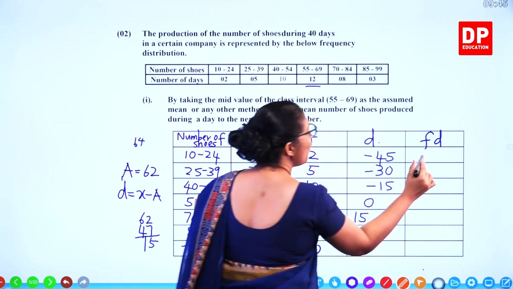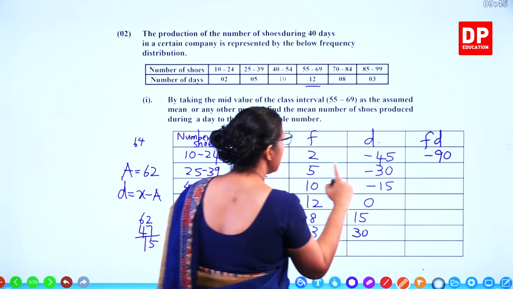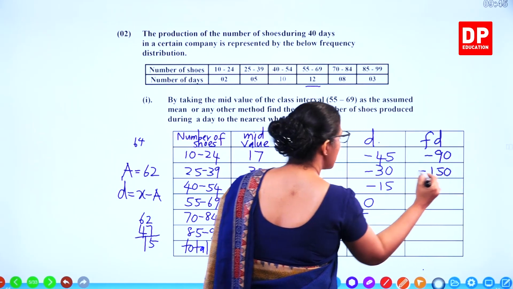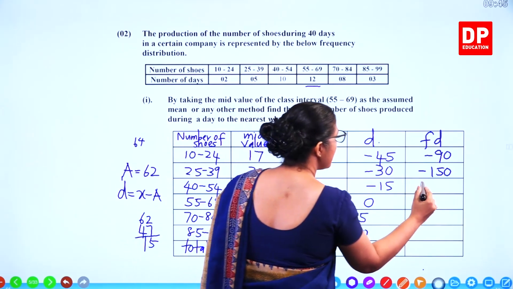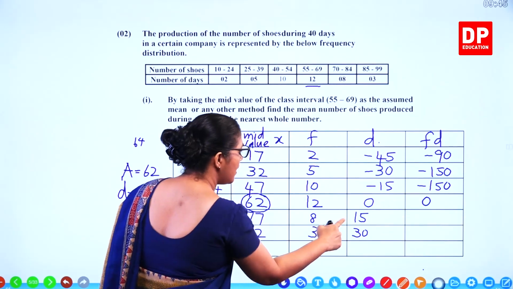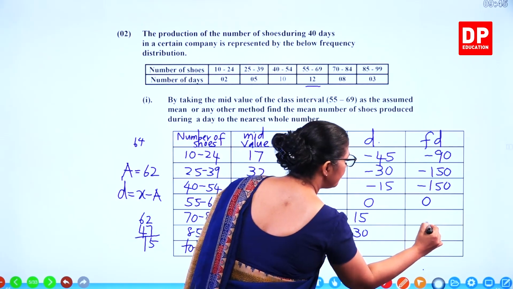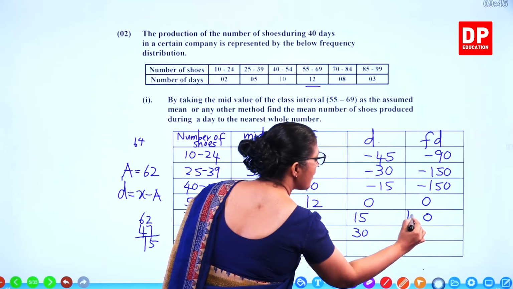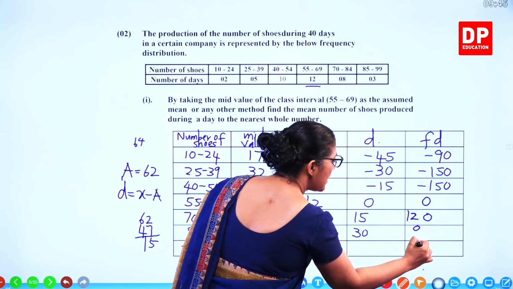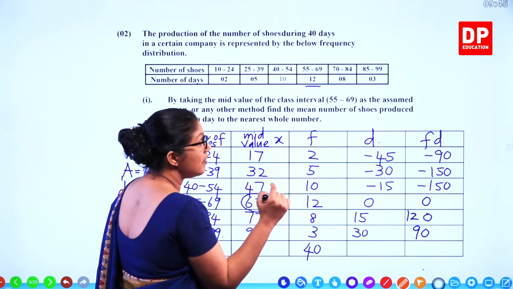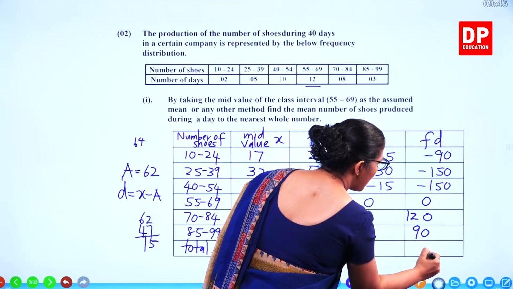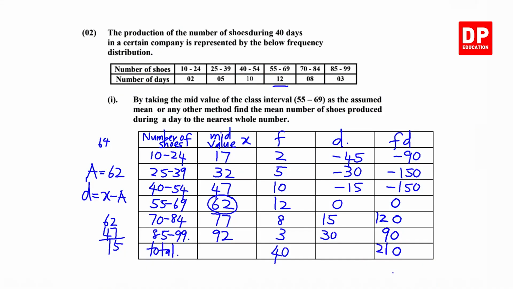2 times minus 45, that's minus 90. 5 times minus 30, minus 150. 15 times 10, that's minus 150. You get 0 here. 8 times 15, 120. 30 times 3, 90. And we'll find the total of FDs. So positive value you get 210.